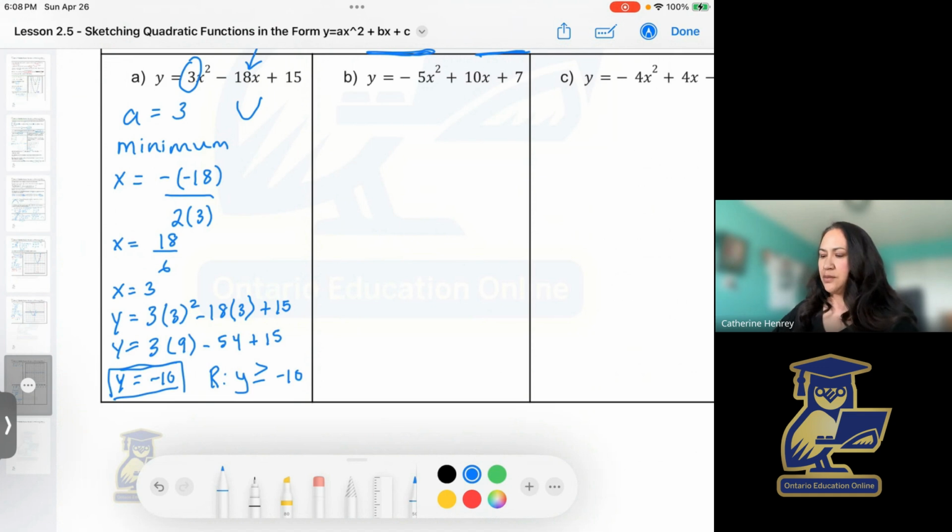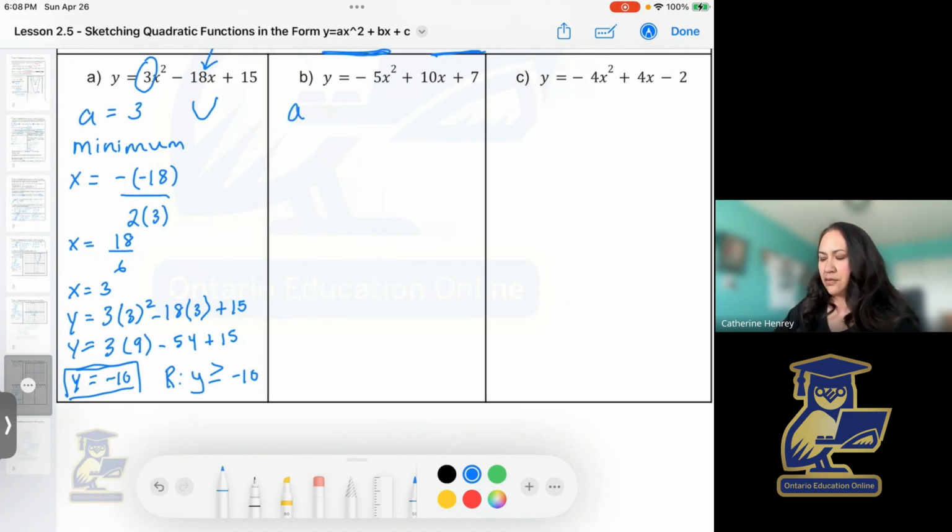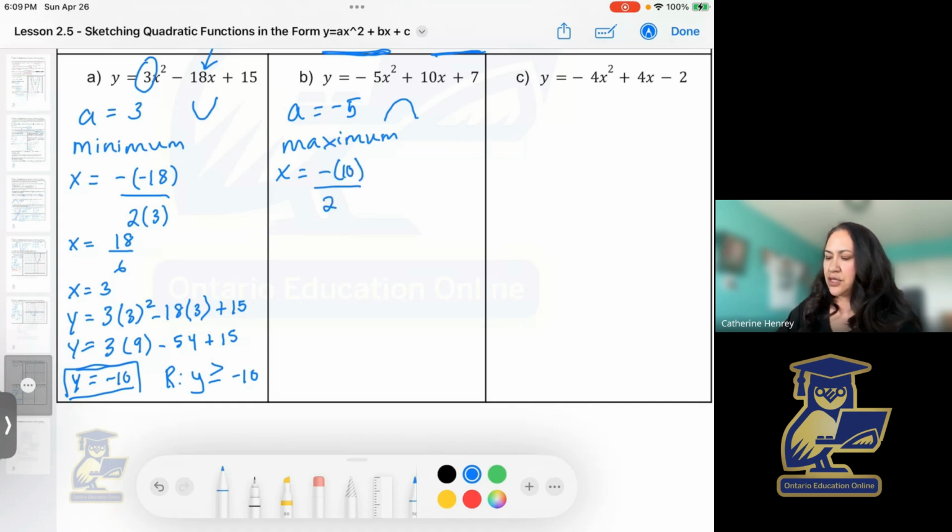A couple more times. A here for letter B is -5. Negative, which means it opens down. So we're talking about a maximum. Let's find the x coordinate of the vertex by x equals -10 all over 2 times -5. Simplifying this one's easy. We get x equals 1.